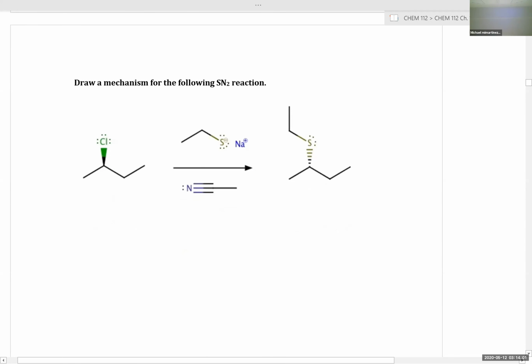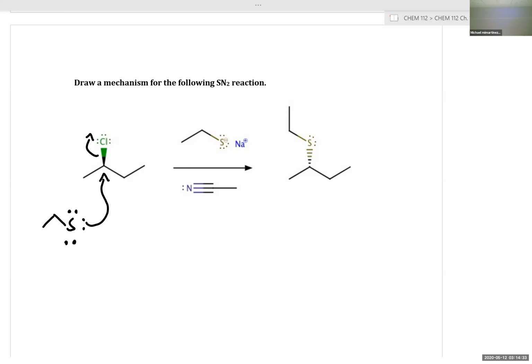Okay, so let's draw a mechanism for the following SN2 reaction. In this case, our nucleophile is sodium ethane thiolate. If we're drawing this with arrow pushing mechanisms, our sulfur will attack our electrophilic carbon and we will displace our leaving group. Common leaving groups are overwhelmingly alkyl halides in this chapter.